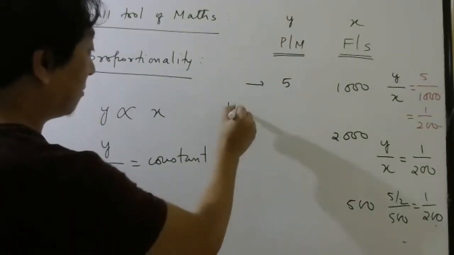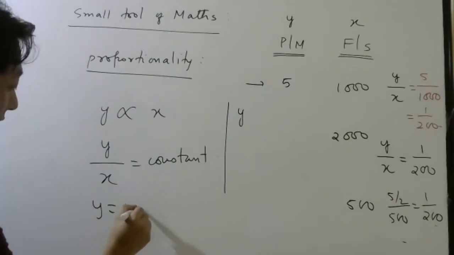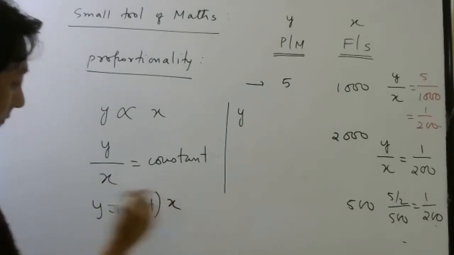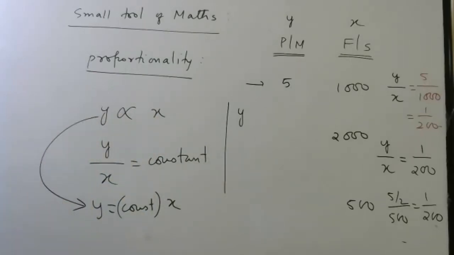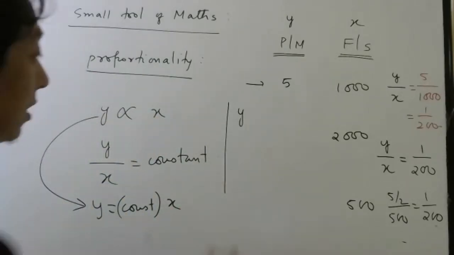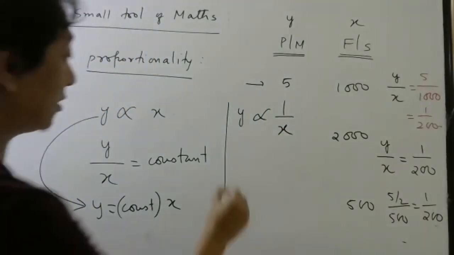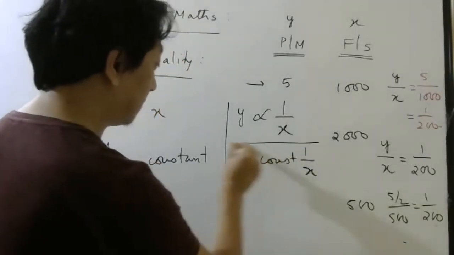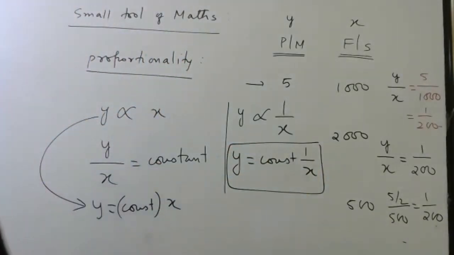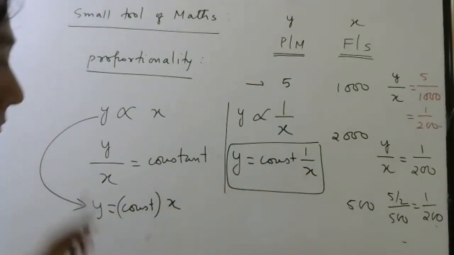Similarly, next time if I write it equal to constant and cross multiply, Y will be constant into X. So Y proportional to X means Y is equal to constant X. Similarly, if somebody says Y is inversely proportional to X, what does it mean? Y is equal to constant into 1 by X. So please remember this small thing, very small, basic thing, but very, very important.